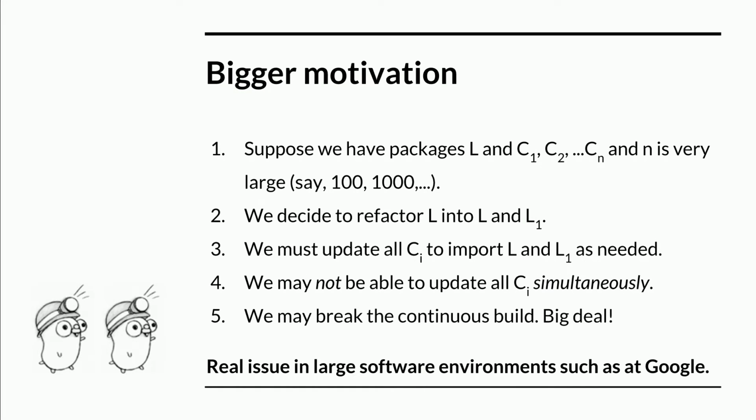Now, let's say you have the same package L, but you have a lot of clients, say 100, or maybe hundreds, or maybe even 1,000. And now you're going to refactor this L into L and L1 again, and some stuff that was in L is now in L1. Now you actually have to update all these client packages simultaneously, because if you don't, then you broke the continuous build. And that's an actual real problem if you have a large software organization where you potentially are not under control of all these clients. Some of them have been written by other people. Some change at different rates, and you don't want to break the build.